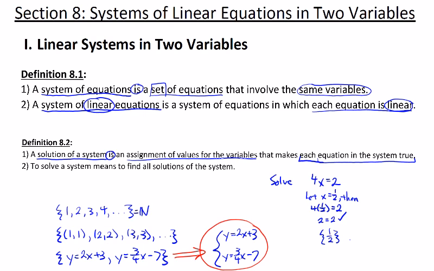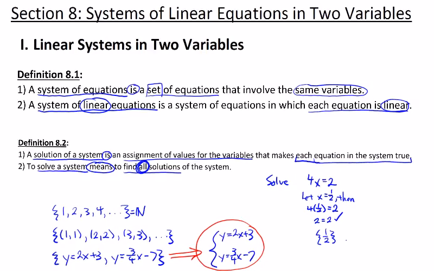And then the last statement here in definition 8.2 says to solve a system means find all solutions of the system. And I'm going to emphasize the word all here. You have to be sure to find all of the solutions. Now with the example that I showed here with just the single equation, there is only one single solution there. However, there are certainly equations out there that can have multiple solutions.